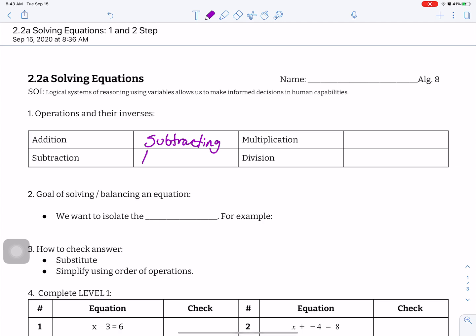So the opposite of subtracting is adding. An opposite of multiplication is division. And the opposite of division is multiplication.